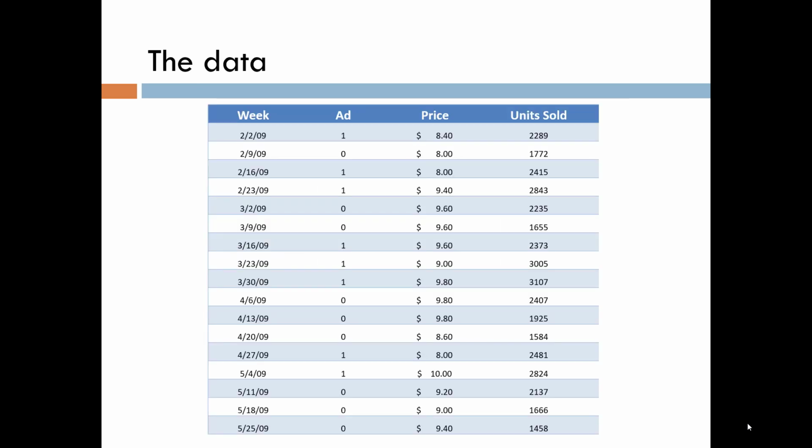Here's what the data look like. Each row represents 1 week and shows whether an ad was run, what the price was, and the units sold in that week. Note that ad equals 0 means there was no ad that week, and ad equals 1 means an ad was run in that week.